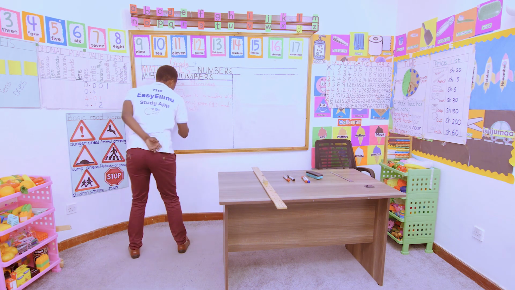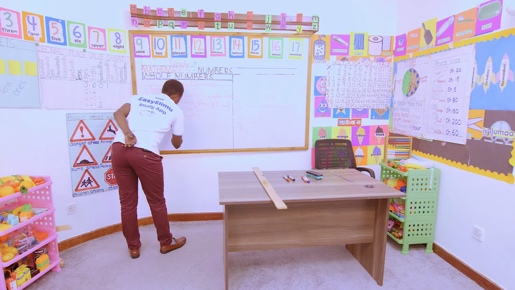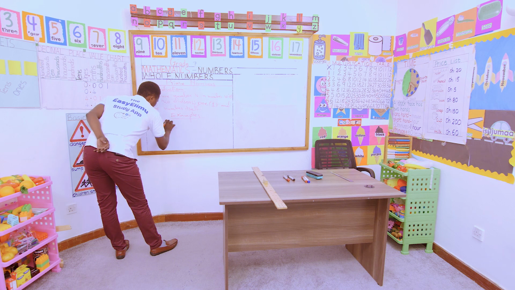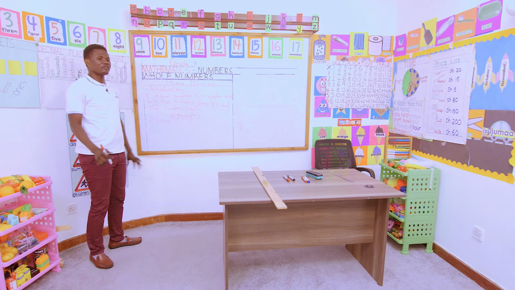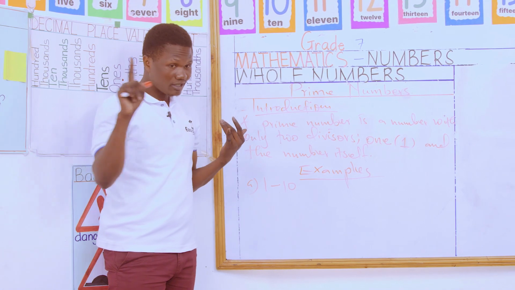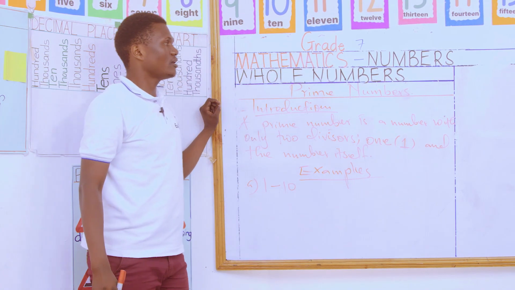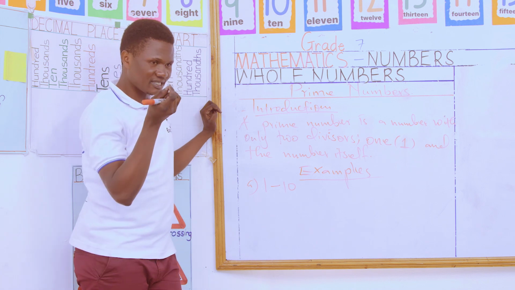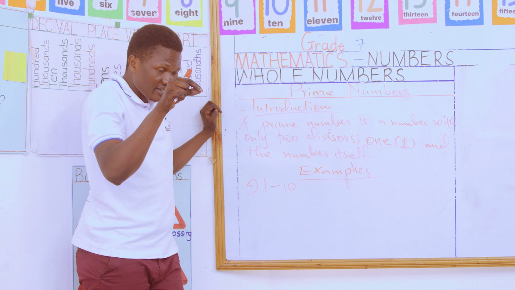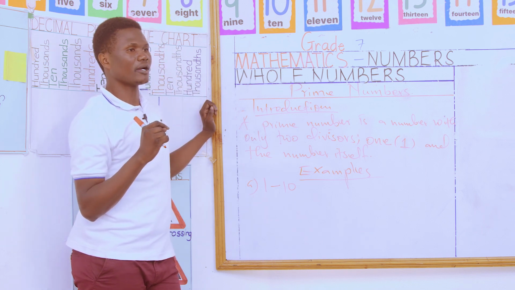Examples of prime numbers, 1 to 10. Give me those numbers between the brackets 1 to 10 that cannot be divided by any other number apart from the number 1 and the number itself. For example, if you have the number x, the only numbers that can divide x are x, which is itself, and 1. Then that is a prime number.